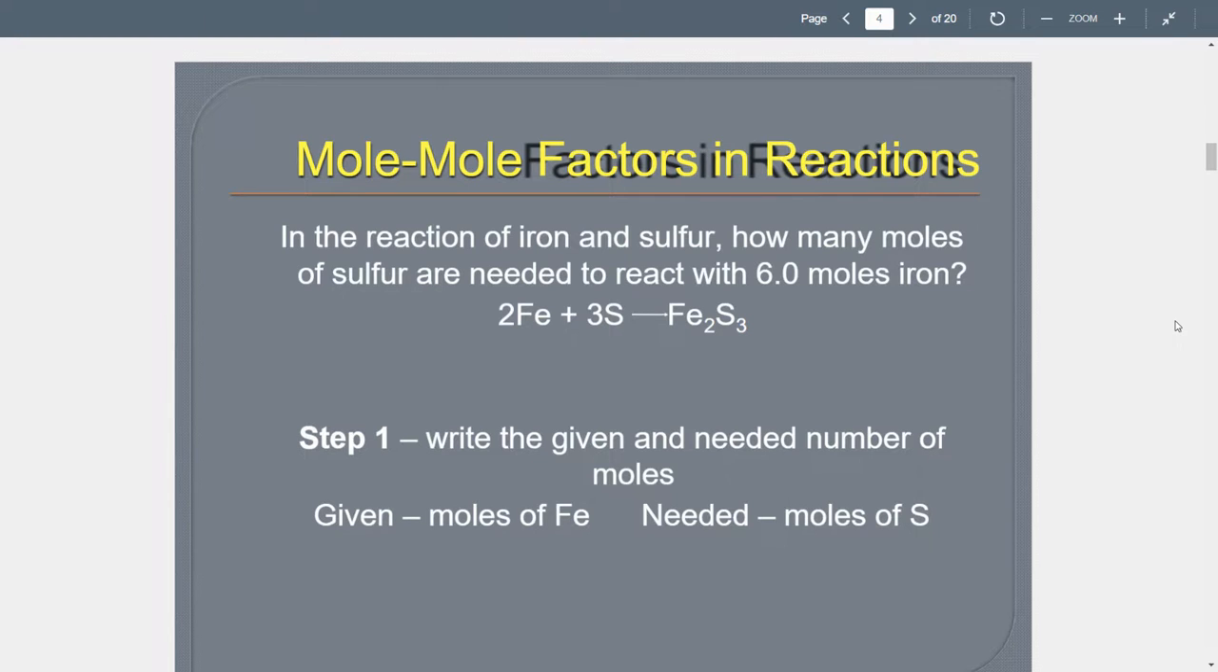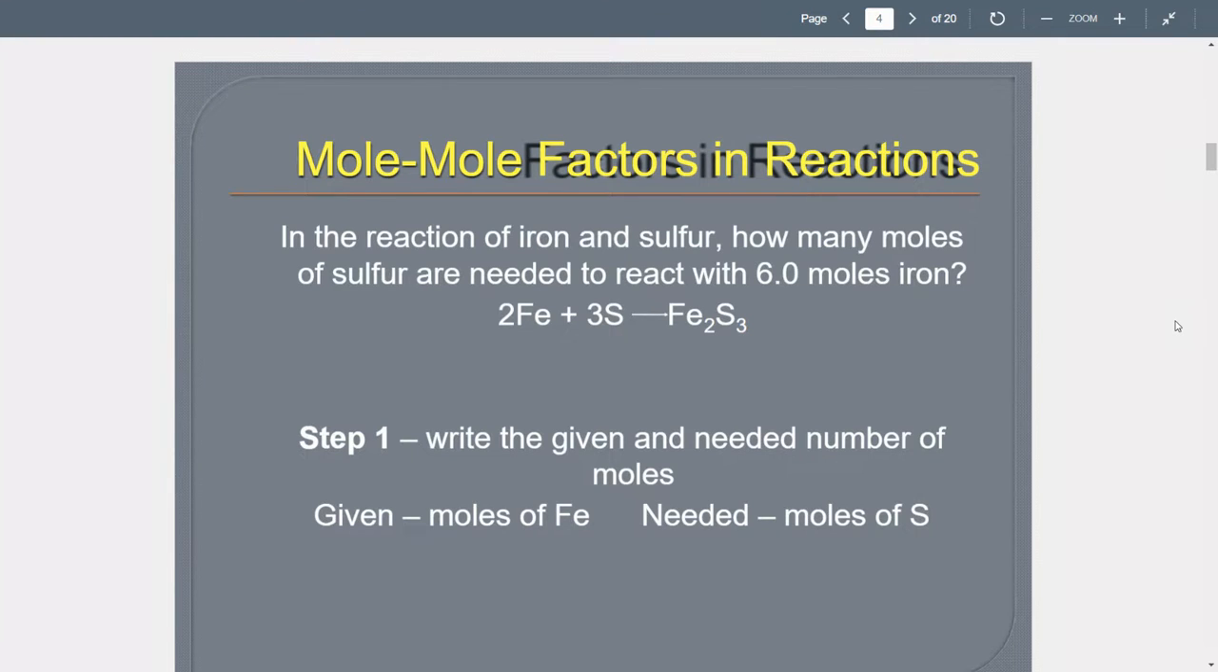What does the problem say? Yep, 6 moles of iron. So I have 6 moles of iron, and it's asking me to find what? Moles of sulfur. Good. Moles of sulfur. So you guys are going to be able to use your mole ratios to convert from moles of iron to moles of sulfur.